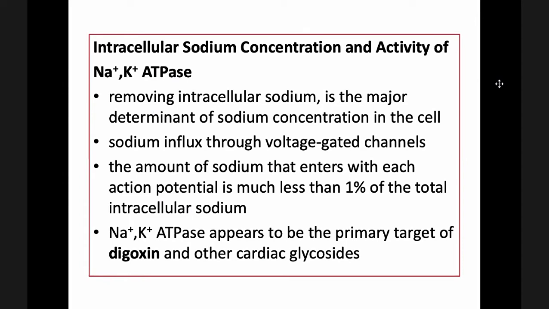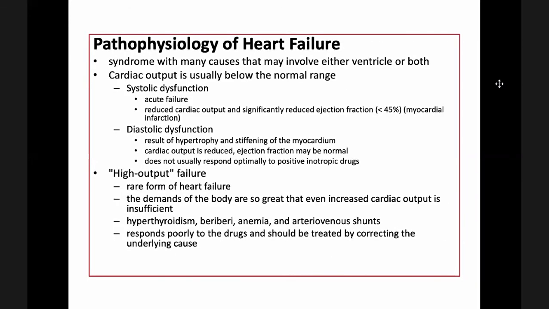Now, removing your intracellular sodium is actually the major determinant of sodium concentration in the cell. So sodium influx through your voltage-gated channels, and the amount of sodium that enters with each action potential, is much less than 1% of the total intracellular sodium. So your sodium-potassium ATPase appears to be the primary target of digoxin and other cardiac glycosides.